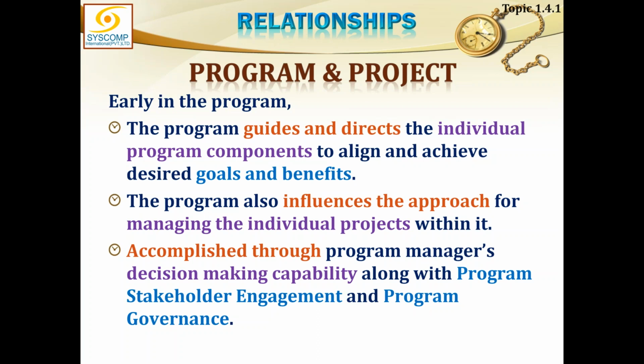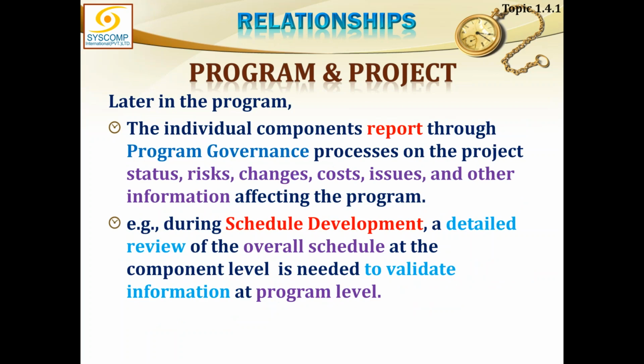So the project governance framework basically is what you have given them, and they have now prepared their project management plans in accordance with that. This is accomplished through program managers' decision-making capability, along with program stakeholder engagement and program governance. Later in the program, the individual components report through the program governance processes on the project status, risks, changes, costs, issues, and other information affecting the program. This is where the information starts coming up.